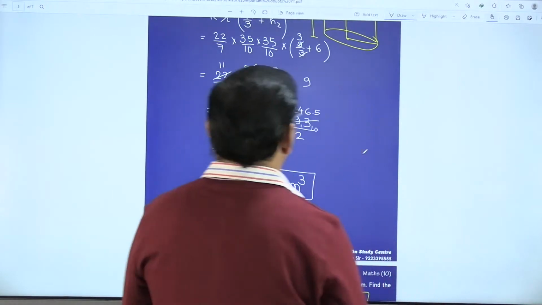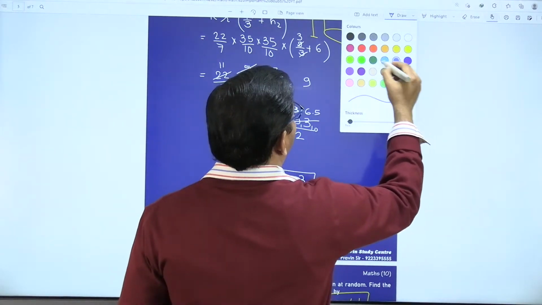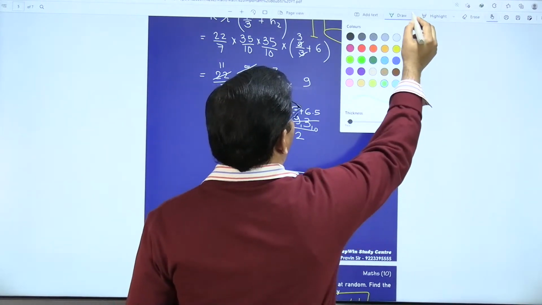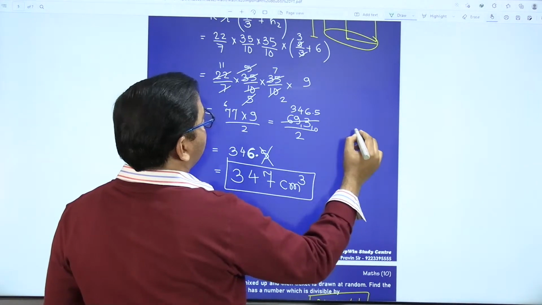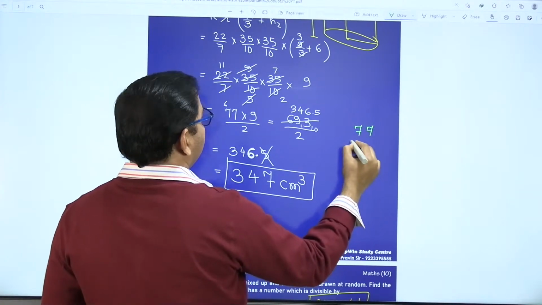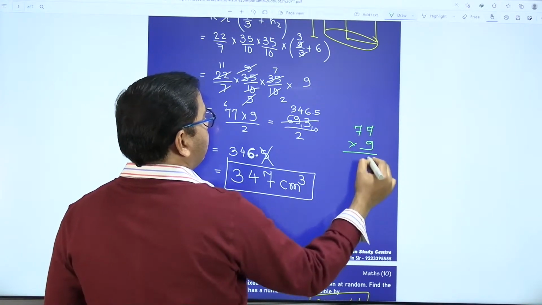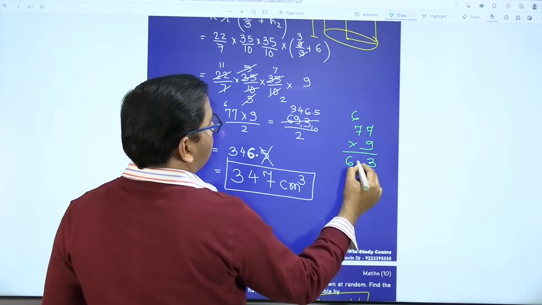I'll give you this example. Okay, suppose we are doing a multiplication. Let me use this color. Please make sure that you use your pencil. Suppose you are multiplying 77 into 9. 9 into 7 is 63. 6 carries, 63 and 6 is 69.